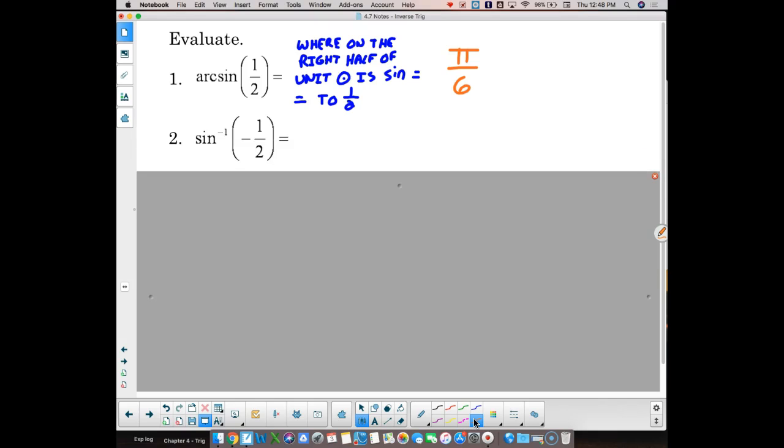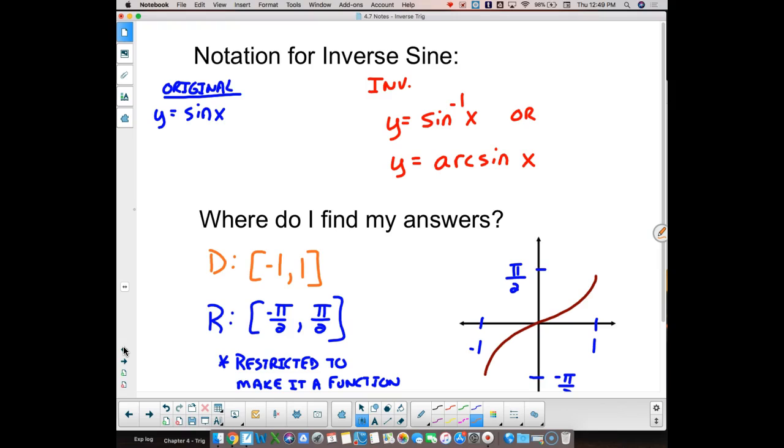Next one. Again, inverse sine, right half of the unit circle. Where is sine equal to negative 1/2? I want to say 11 pi over 6 because that's where it happens, right? And you're going to want to say 11 pi over 6. But remember, our angles have to be in between negative pi over 2 and positive pi over 2. So 11 pi over 6 doesn't fall in that range, so instead we write it as negative pi over 6, because negative pi over 6 is in this range of answers.